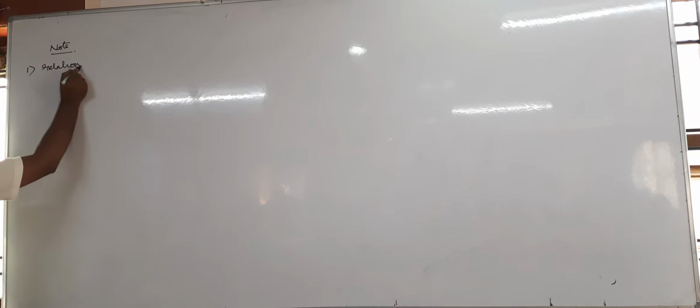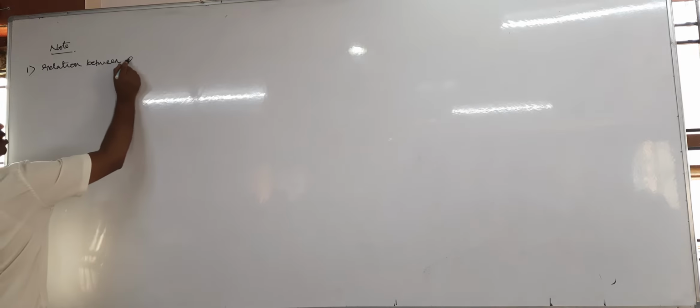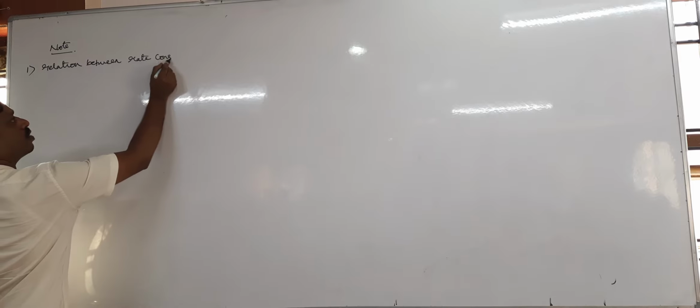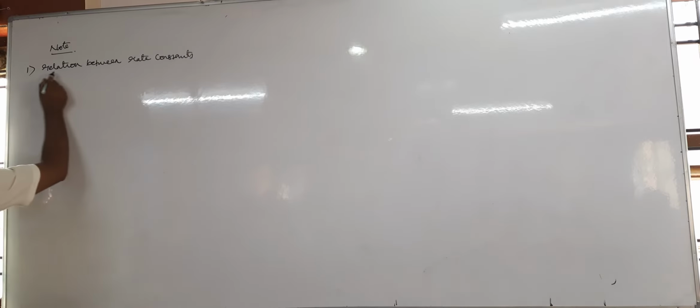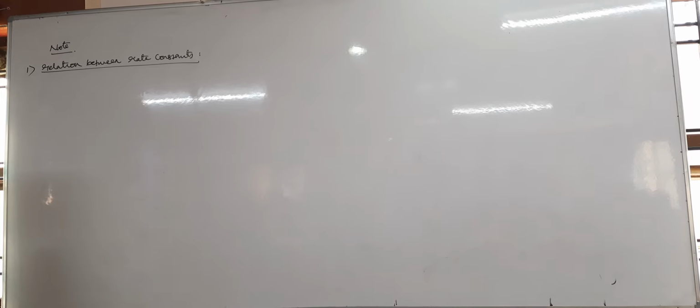Okay, next, write the continuation. Take one note. In note 1, write relation between rate constants. Okay, so this we actually study in chemical equilibrium, but it is related to chemical kinetics also. Let's study here the relation between the rate constants.